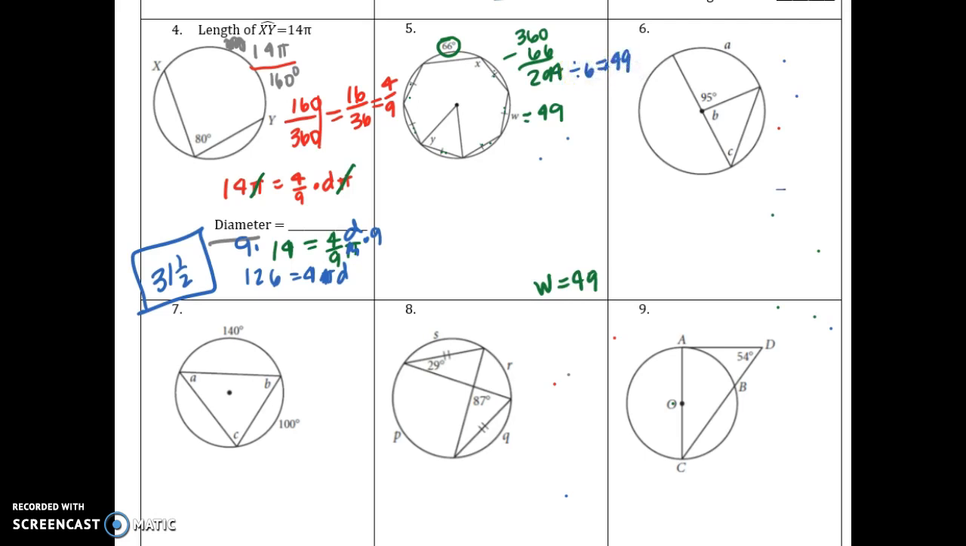So all the central angles in here are also going to be 49.